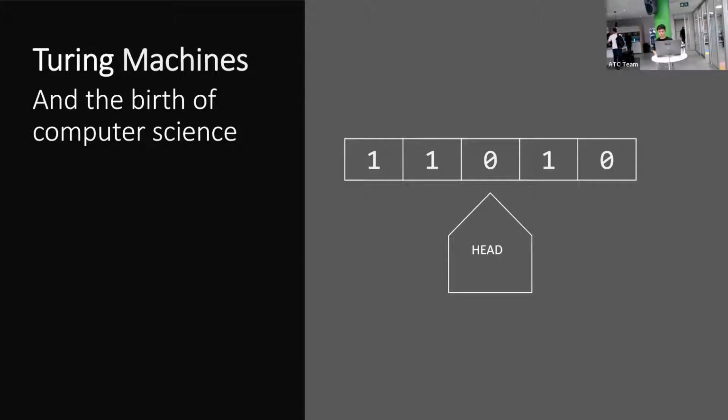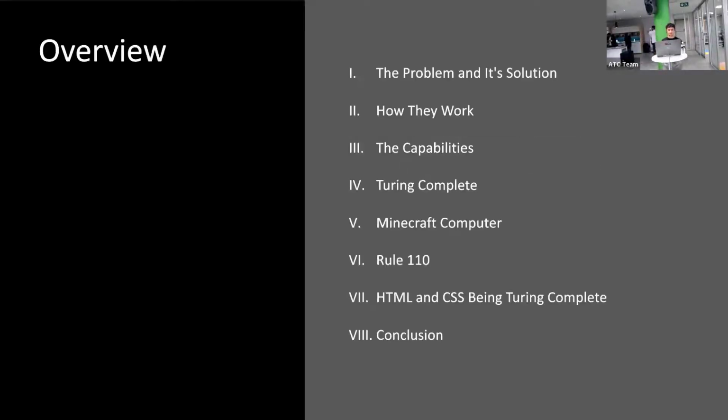Today I'll be talking to you about Turing machines and the birth of computer science. To get right into it, first I'm going to present the problem to which the solution is Turing machines, and then I'm going to go over how they work, the capabilities of Turing machines, and then get into the concept of Turing completeness. Then I'm going to give you some examples of Turing completeness, such as a computer built inside of the game Minecraft, Rule 110, and HTML and CSS being Turing complete, and the implications that come along with that. And then I'll conclude the talk, and any questions can follow.